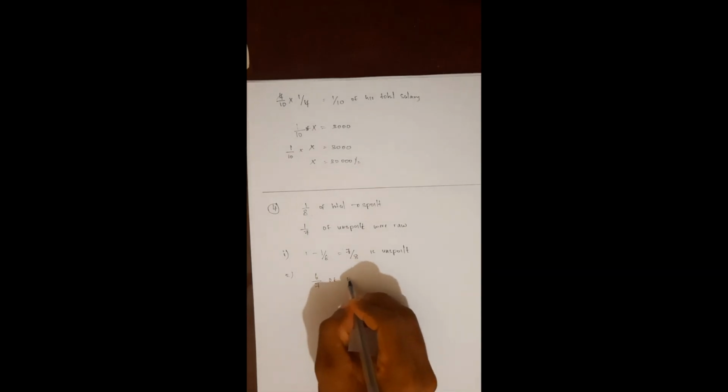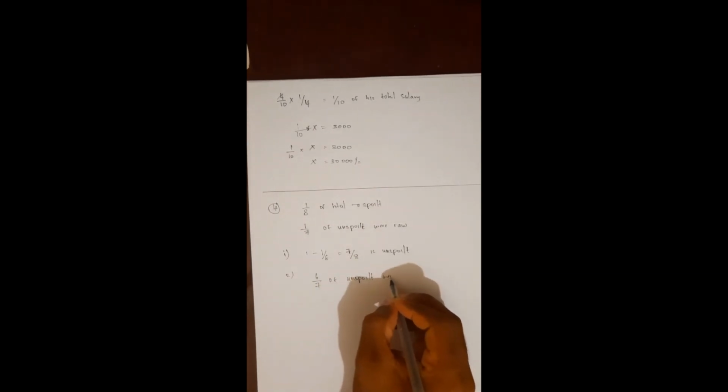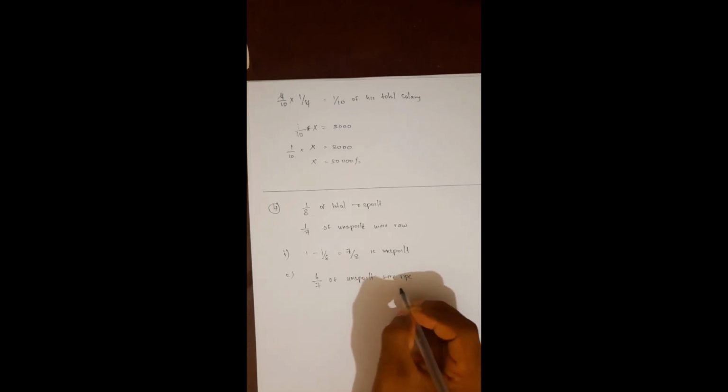As the question suggests, 1/7 of unspoiled were raw. So she didn't sell the raw mangoes, she has sold the ripe mangoes. That is 6/7 of unspoiled were ripe, and that's what she sold.